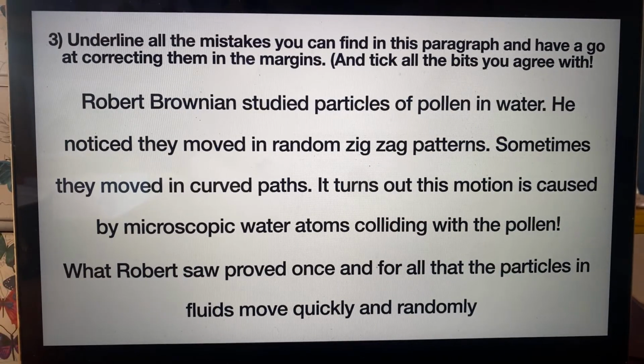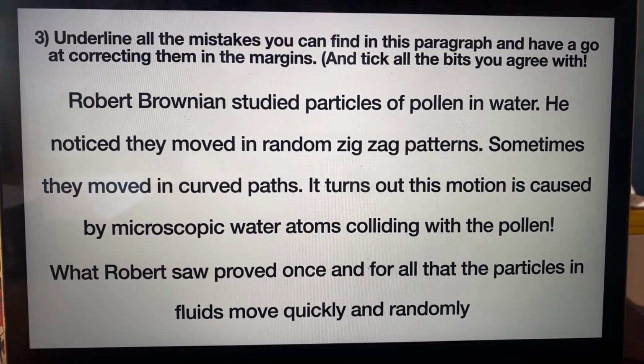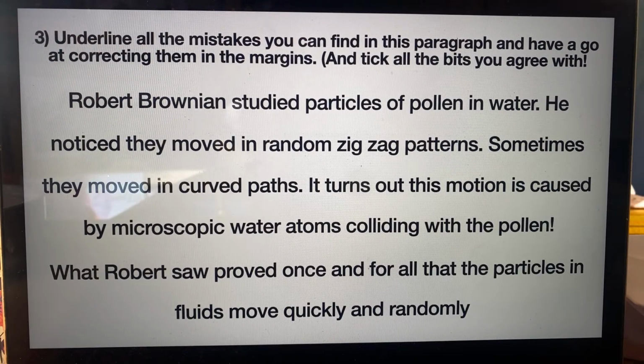So, if you've got my free printout from my website, I've put this on a big page for you so that you've got lots of room for writing. Underline all the mistakes you can find in this paragraph and have a go at correcting them, please. That's the important bit, not just crossing out, but write what the correct answer is. And then tick the bits that you agree with as well. And then we'll do this activity with food colouring. Robert Brownian studied particles of pollen in water. So cross out anything you disagree with. You can improve it any way you like. There's a couple of places where it's not exactly wrong, but I think it can be improved.